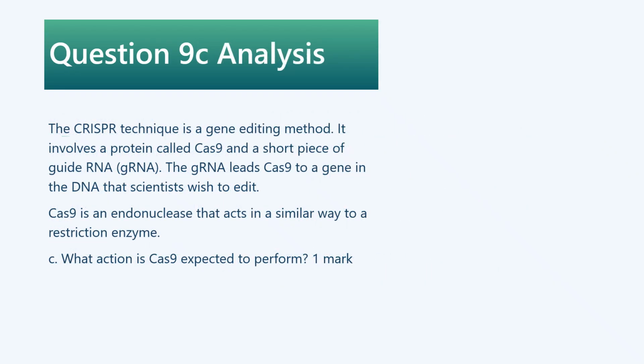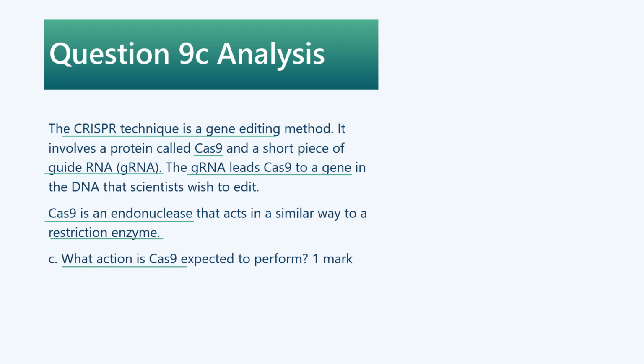The CRISPR technique is a gene editing method. It involves a protein called Cas9 and a short piece of guide RNA, gRNA. The gRNA leads Cas9 to a gene in the DNA that scientists wish to edit. Cas9 is an endonuclease that acts in a similar way to a restriction enzyme. C. What action is Cas9 expected to perform?